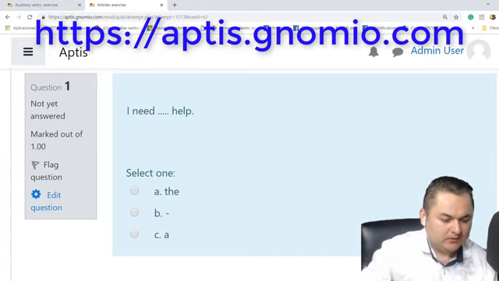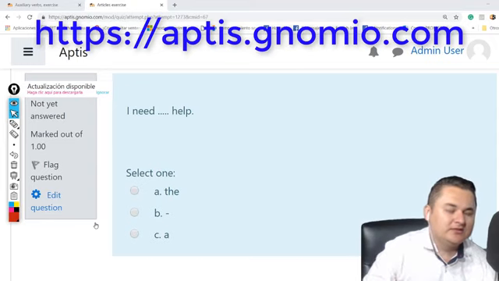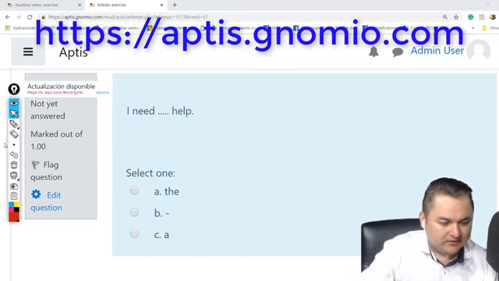Today we are going to start working on the grammar section of the test. This is a section in which you will be able to do many exercises, and here are the explanations.